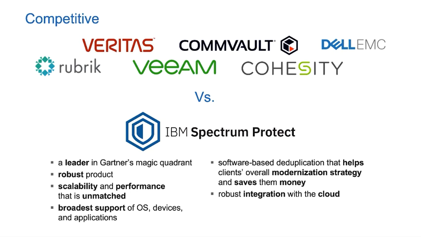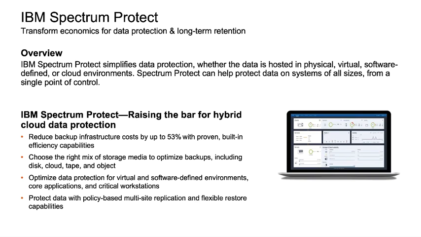Spectrum Protect is a clear leader in the market, and it offers scalability and performance that is unmatched in the industry. It offers the broadest support of operating system, device, and appliance coverage, and is cloud ready. Spectrum Protect offers features that save clients money, such as software-based deduplication. In terms of cost, the total cost of ownership reduction figures are based on real-world analysis of competitors' systems growth rates, with predicted costs for Spectrum Protect over 3 years.